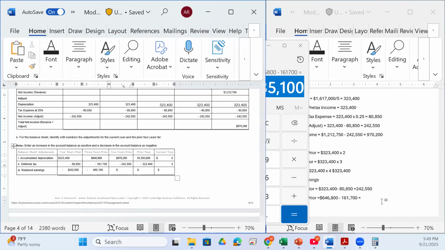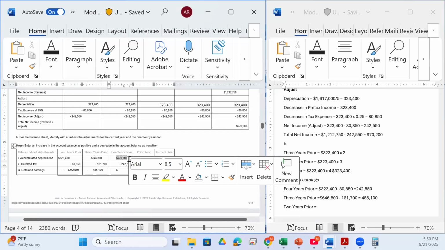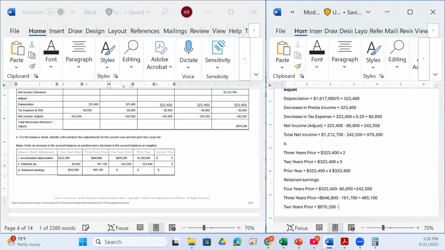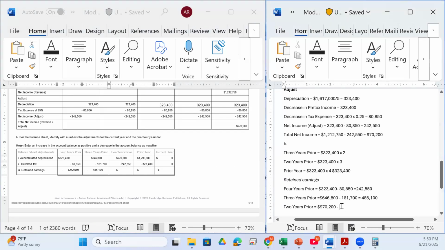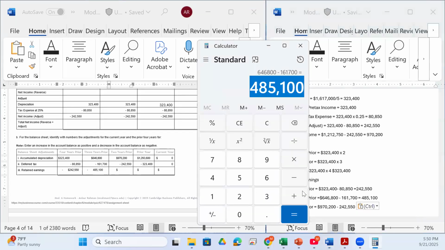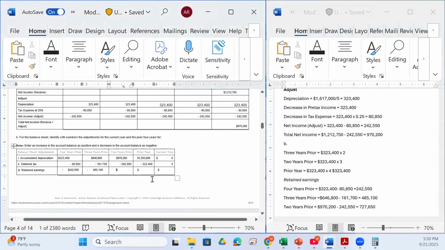Okay, so now similarly, our 2 years prior, it will be 970,000 minus 242,500. And then prior year.